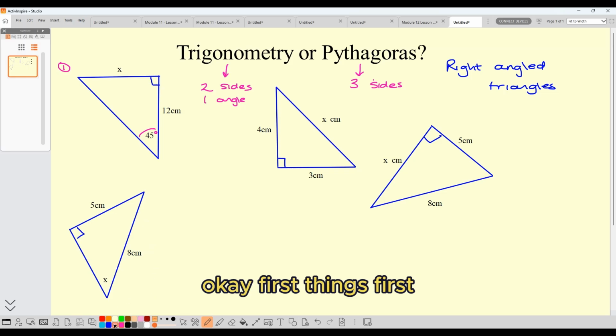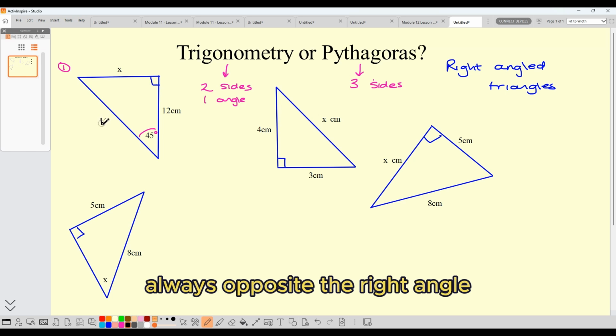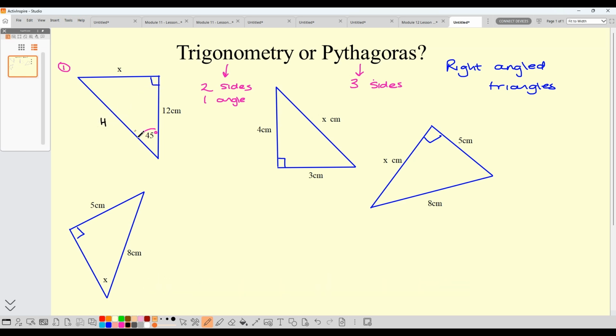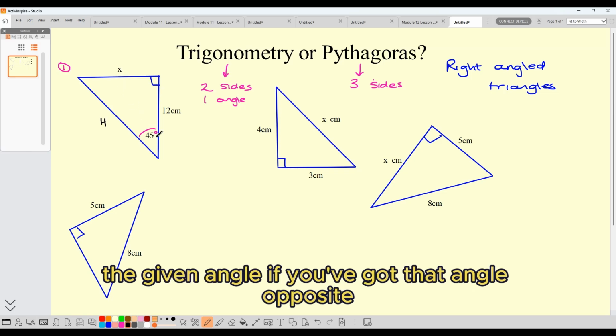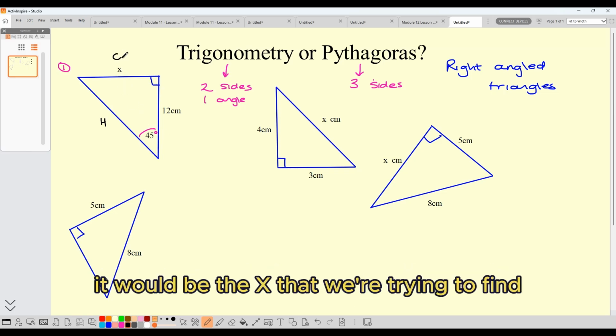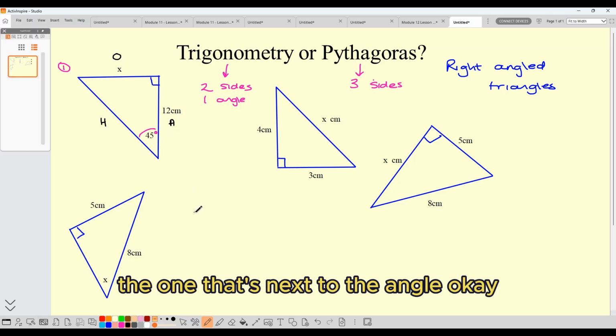Okay, first things first, identify the hypotenuse, the opposite and the adjacent. The hypotenuse is the longest side, always opposite the right angle. The opposite is the side that is opposite the given angle. If you've got that angle, opposite it would be the x that we're trying to find, and the adjacent is the remaining side, the one that's next to the angle.